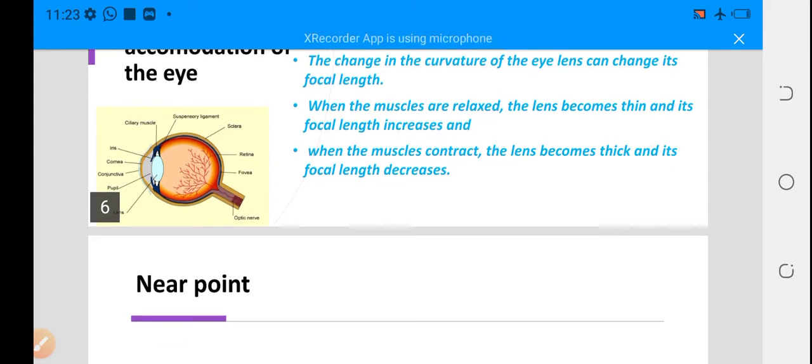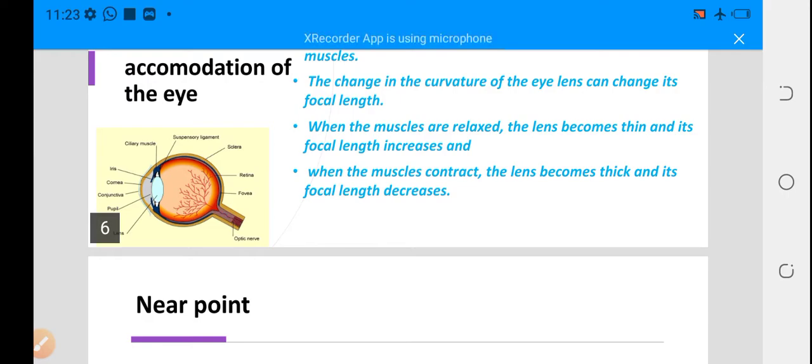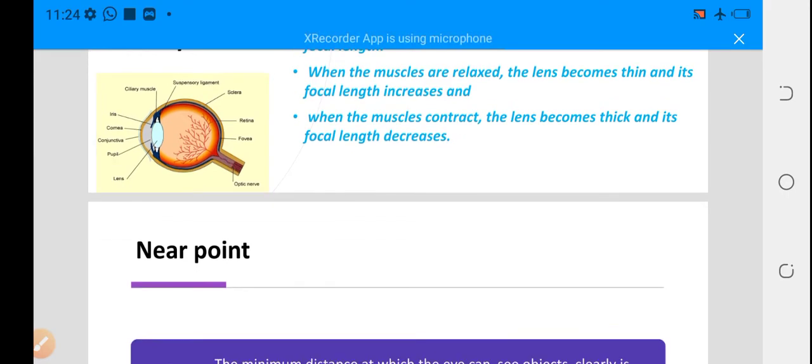When the muscles contract, the lens becomes thick and its focal length decreases. When it is thick, the focal length will be decreasing. When it is thin, it will be increasing. Which one? The focal length.